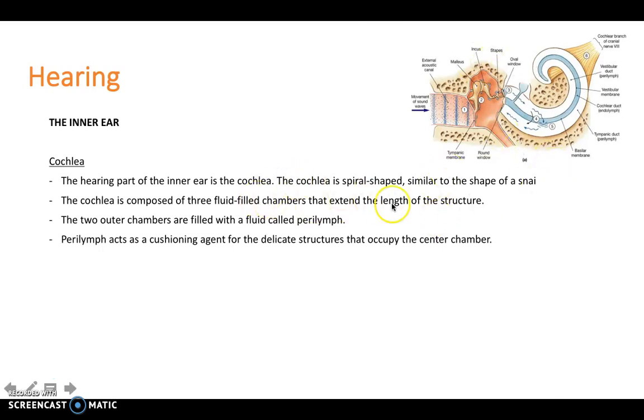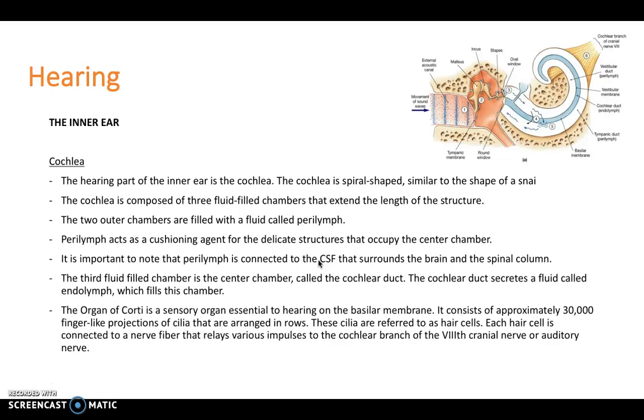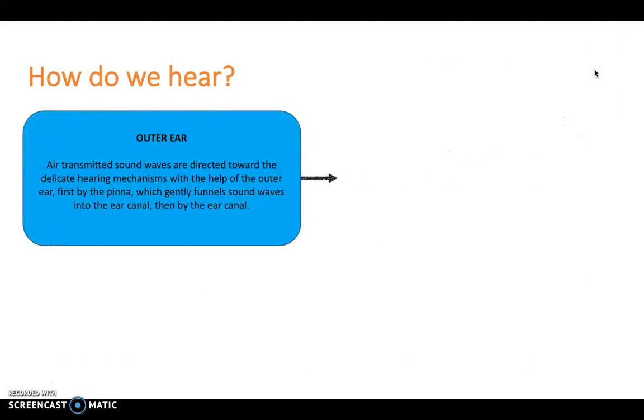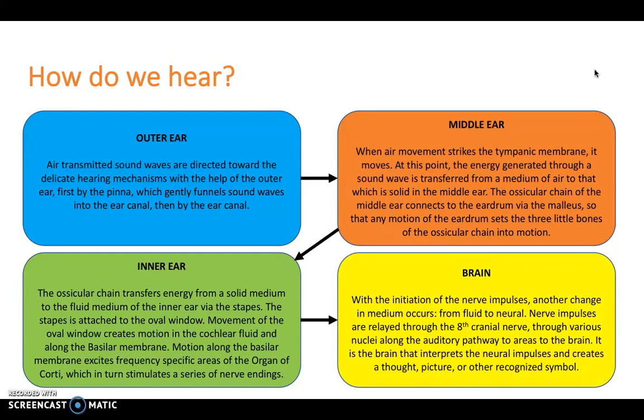So the cochlea is composed of 3 fluid-filled chambers containing perilymph and endolymph, and essentially these allow the passage of the sound waves through to the neural component here, which is cranial nerve number 8, transferring this information to the brain. So to follow this through, we hear the sound in the outer ear, it passes through to the middle, then to the inner ear, all the way to the brain via the 8th cranial nerve.